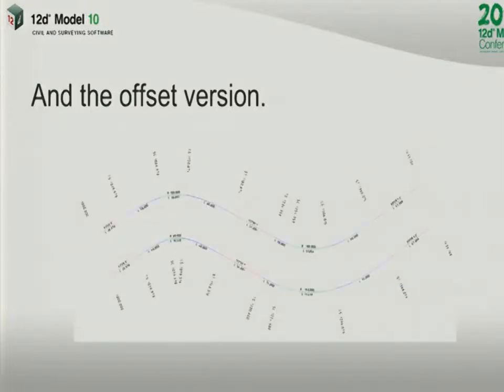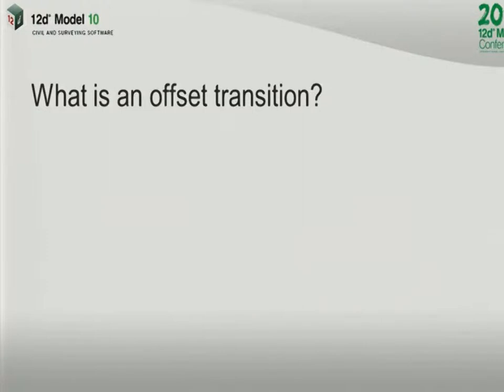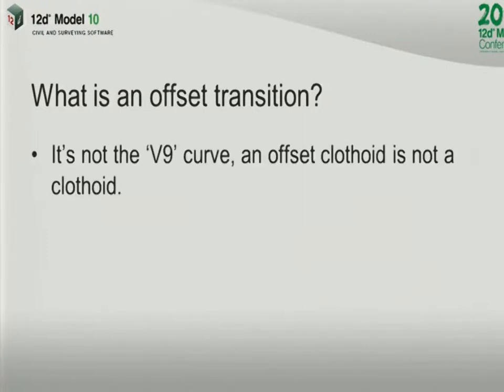And for V10, we just simply have the offset variety. It all looks so simple on a piece of paper. Okay, so what is an offset transition? It is not the V9 curve, and as I made the point, a curve that's 20 metres offset clothoid is not a clothoid anymore. It's a different sort of beast.